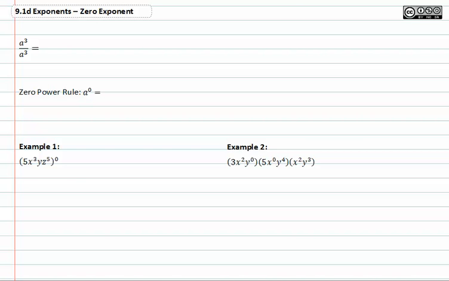With exponents, it's important to understand what happens when everything divides out. Let's take, for example, a to the third over a to the third. When we attempt to reduce out our common factors, all our factors divide out, and we're left with simply 1 over 1, which is equal to just plain old 1.